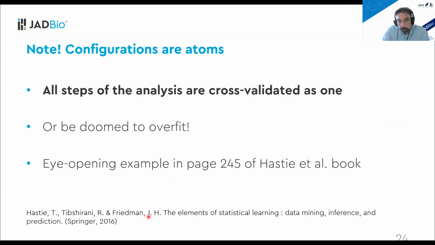Okay, now it's also important, if you noticed, up to now I always referred to configurations as one thing, not individual steps like imputation or feature selection and the like. That's because it's very important to treat them as atoms. All of the steps of the analysis need to be cross-validated as one thing. You don't first do the imputation, then run everything else. You don't first do the feature selection, then do the cross-validation. Or you're doomed to have severe mistakes in your analysis. I'm not going to say more, just refer you to this experiment in this book, and I'm sure it will catch your attention.